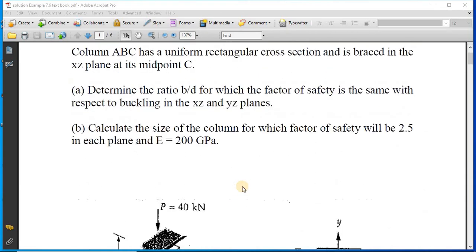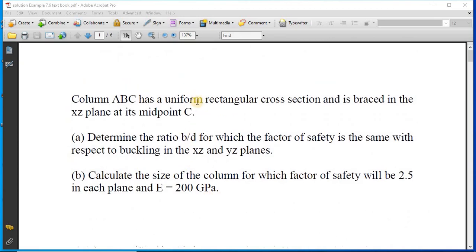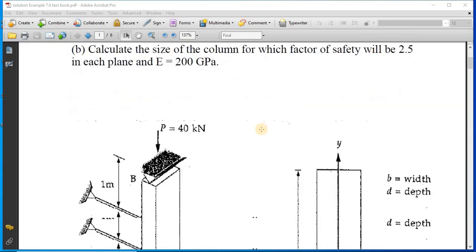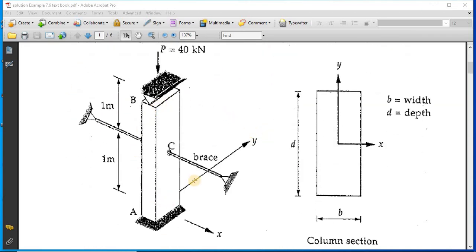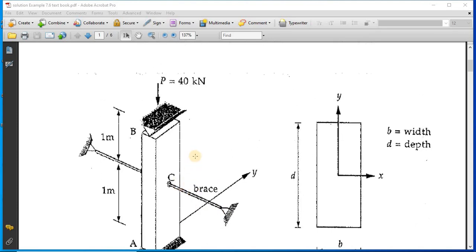Let's look in detail at the problem. The column ABC has a uniform rectangular cross section and is braced in the XZ plane at its midpoint C, as you can see in this diagram. The length of the column is 2 meters, so it is braced at the mid height of the column, specifically at point C. The column is loaded by the load P equal to 40 kilonewton.